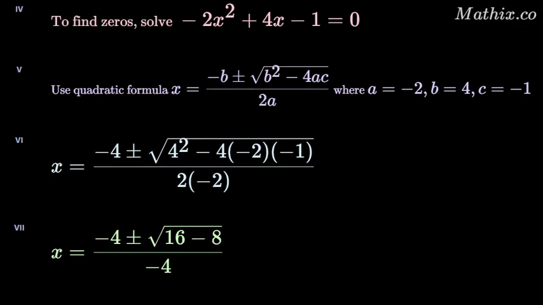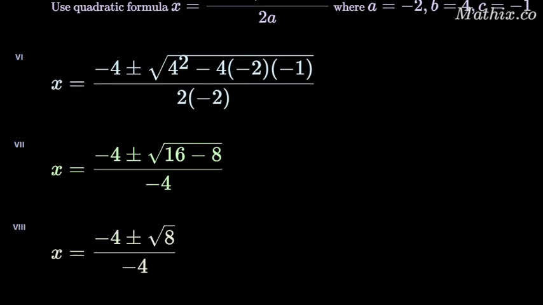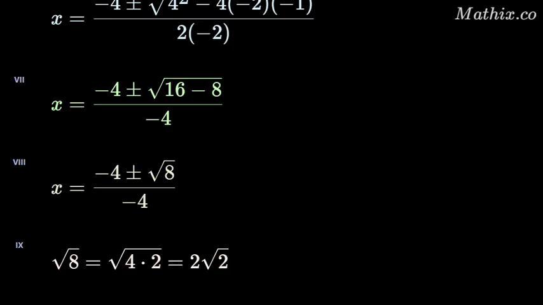Simplifying inside the square root, x equals negative 4 plus or minus the square root of 16 minus 8, all divided by negative 4. This simplifies to x equals negative 4 plus or minus the square root of 8, all divided by negative 4. The square root of 8 can be rewritten as the square root of 4 times 2, which equals 2 times the square root of 2.